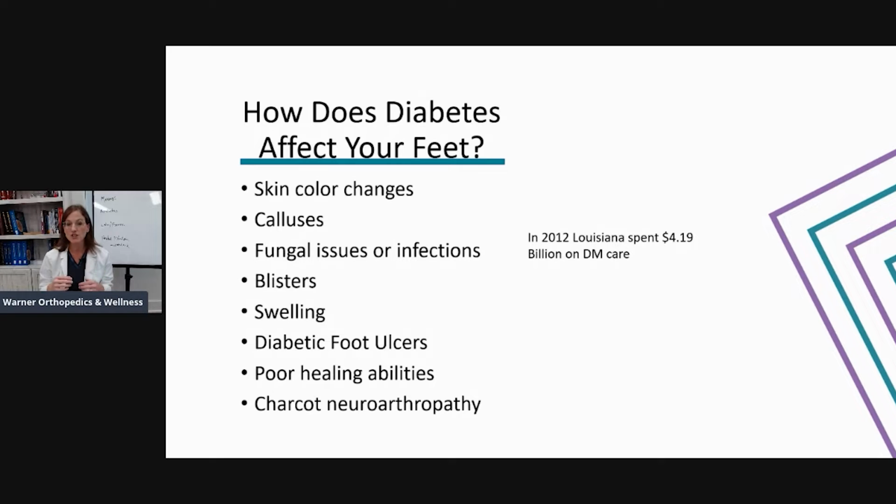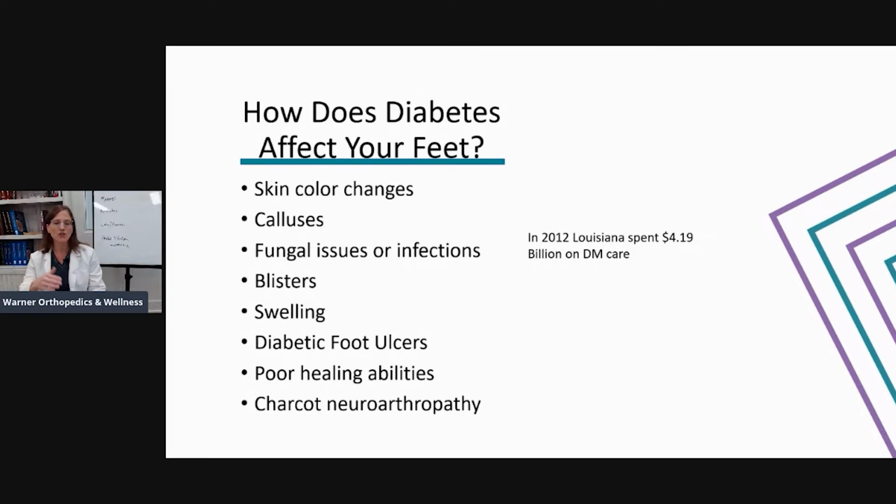Fungal issues or infections, particularly toenails, will become just taken over by fungus. Blisters, which make no sense, like you wear anything and you get a blister. Swelling for no apparent reason, and that's because diabetic tissues fill with fluid. There's not good fluid management because the cellular processes aren't working right. Poor healing abilities, we already talked about that. So like you step on a rock, you don't really notice it, and then that turns into a big sore that never heals. Whereas normally, like when you were a kid, it would heal in a day.